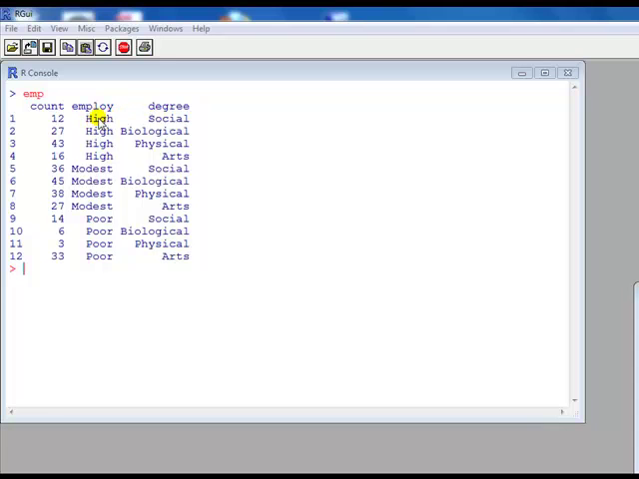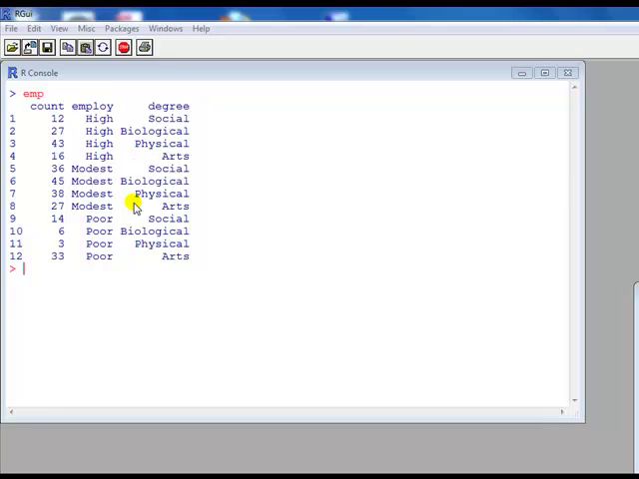So for the first one, we have high employment expectations, and students did a social science degree. 12 people fall in that category of studying social science and have high employment expectations. Second one is we have 27 people who have high employment expectations who did biological science, and so on.